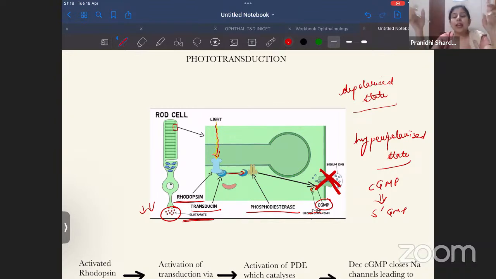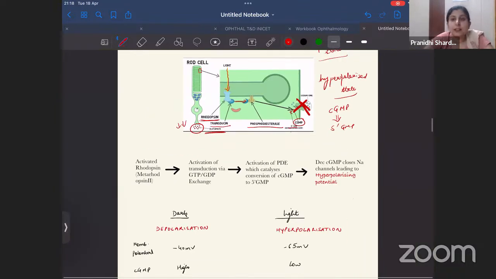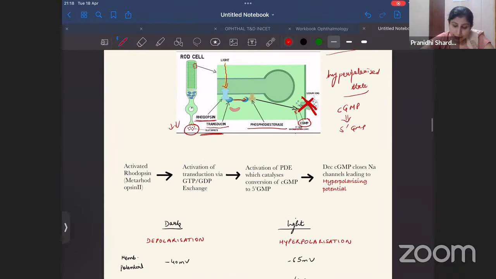It means in the dark, the sodium channels are open and the cells are in a depolarized state. When the cells absorb the light, rhodopsin activates transducin, which activates phosphodiesterase, which decreases the level of cGMP, which closes sodium channels, and the cell goes into the hyperpolarized state. It means our photoreceptors act via hyperpolarization. This is just the written explanation of this diagram.